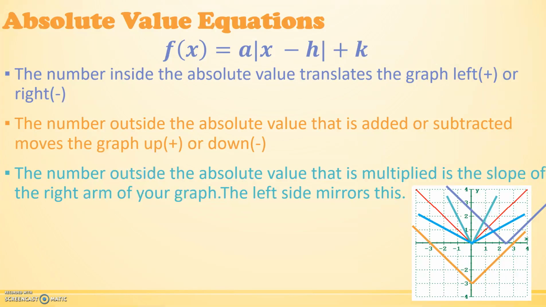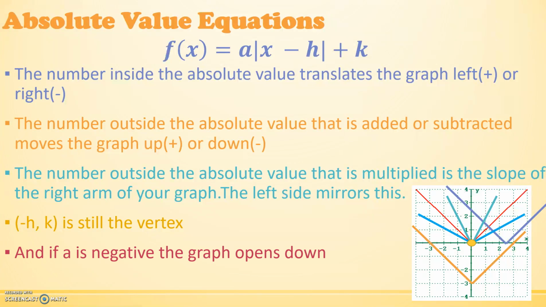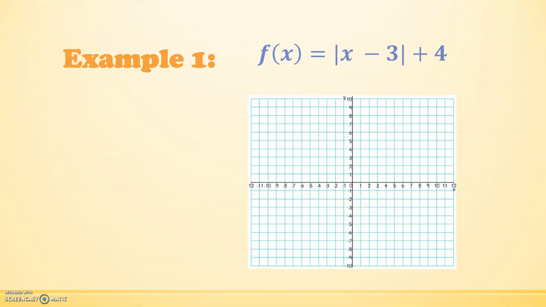Now we are going to keep it where a is 1, but just so you know, there is a purpose to that a there. So again, the opposite of h, comma k is always going to be the vertex, just like before. And if a is negative, the graph will open down. So just keep that in mind.